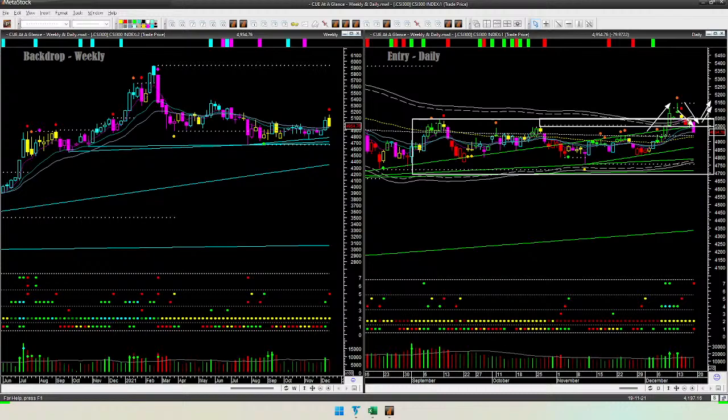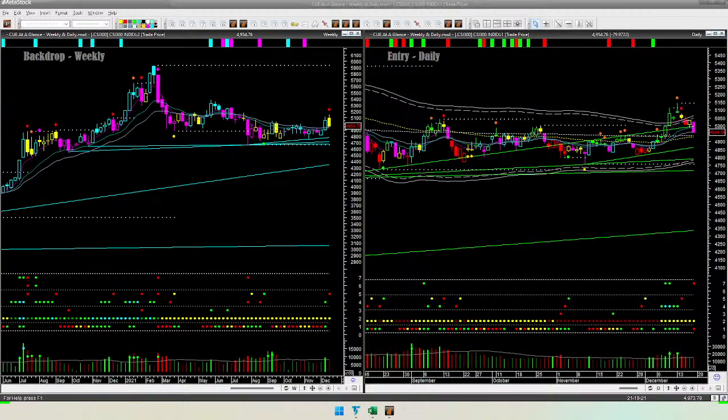Right now there is no trade setup, and because it is back inside the box, we may say that this was a false upside breakout. So far it looks like a false upside breakout, and we are back to a range bound situation.